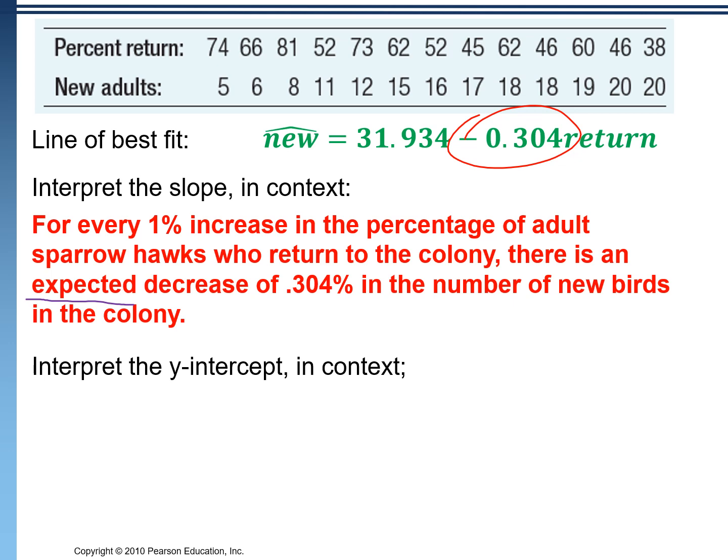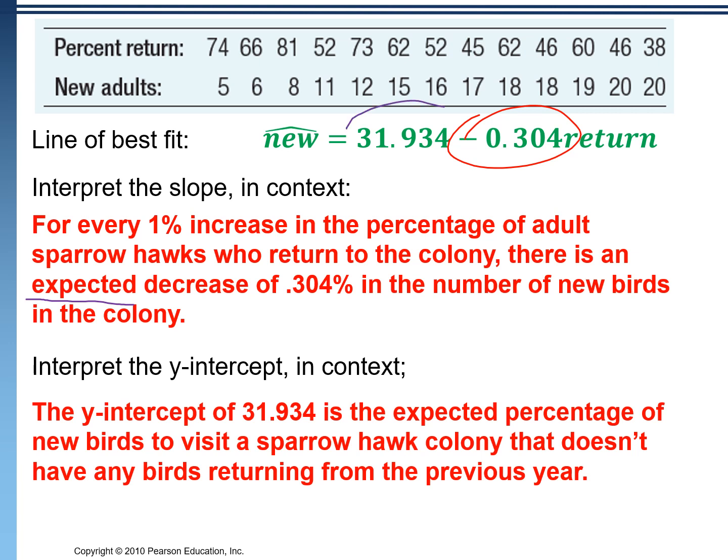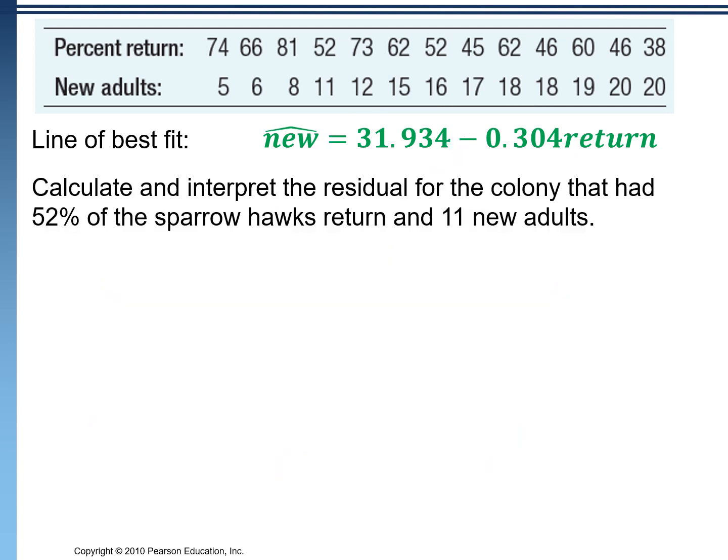Interpret the y-intercept in context. The y-intercept of 31.934 is the expected percentage of new birds to visit a sparrowhawk colony when it doesn't have any birds returning from the previous year. Lastly, for this particular example, calculate and interpret the residual for a colony which has 52% returning birds and 11 new adults. So that's talking about this value right here.